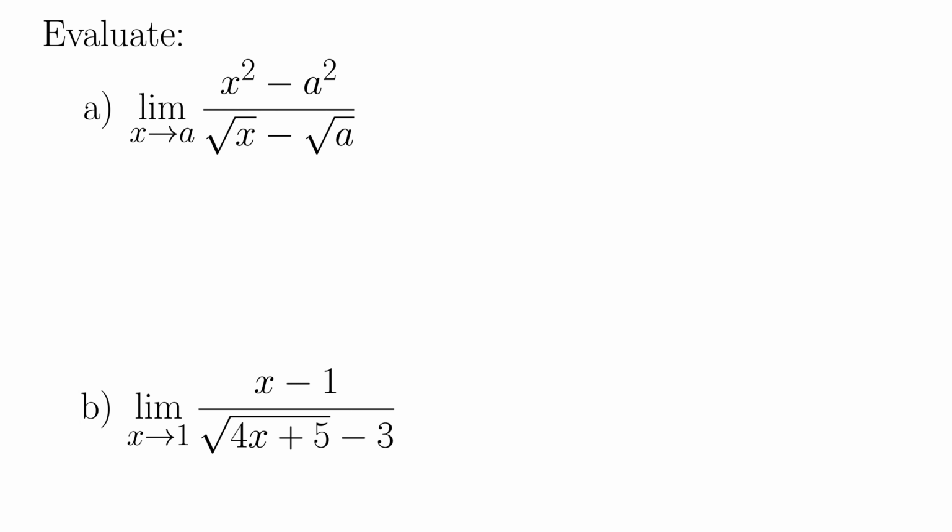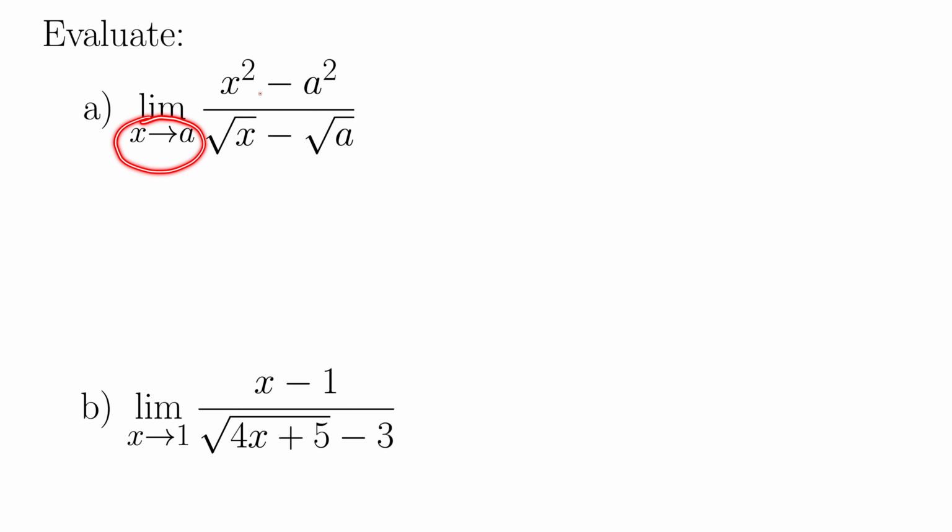Here we have a couple of examples of limits that have radicals in the denominator. Let's take a look at part A. We have the limit as x goes to a of x squared minus a squared all over the quantity rad x minus rad a. So first, let's just note what would happen if we plug straight in.